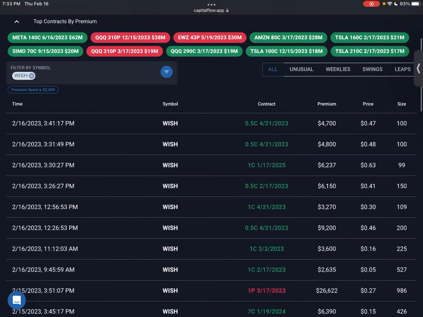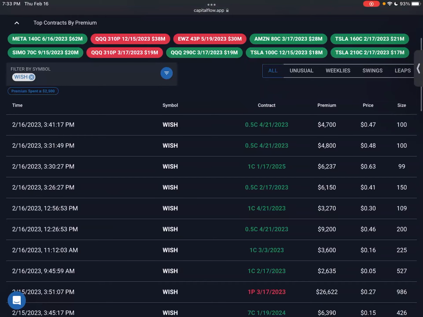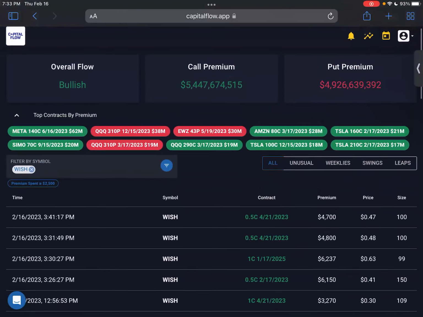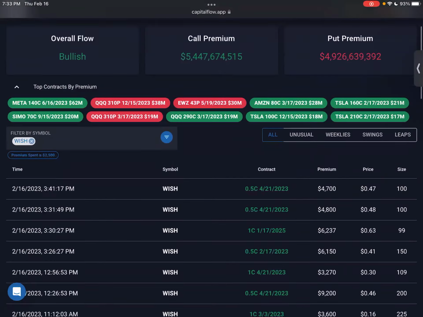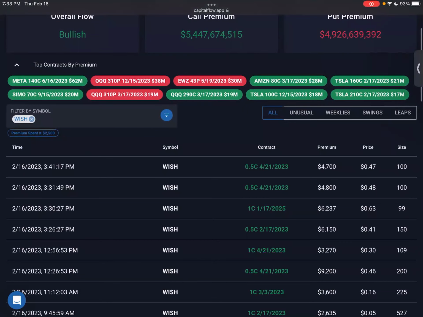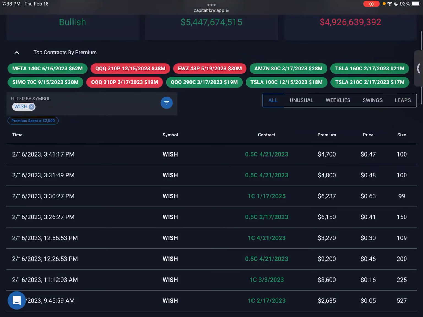Some of the smaller names, something like Wish, might not have any flow for the day, just because it's a small name with not a lot of money, which is okay. That's something to keep in mind too. What I will tell you about these small names is that if you do catch something like Wish, it's not going to be often. It's going to be super rare, but I've seen it happen. I've seen people do it and make crazy amounts of money.